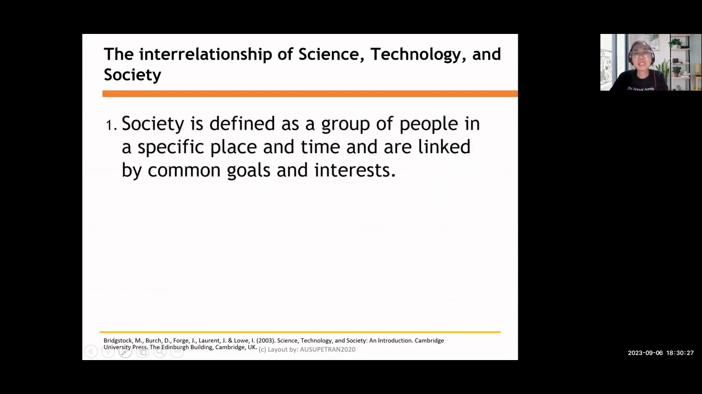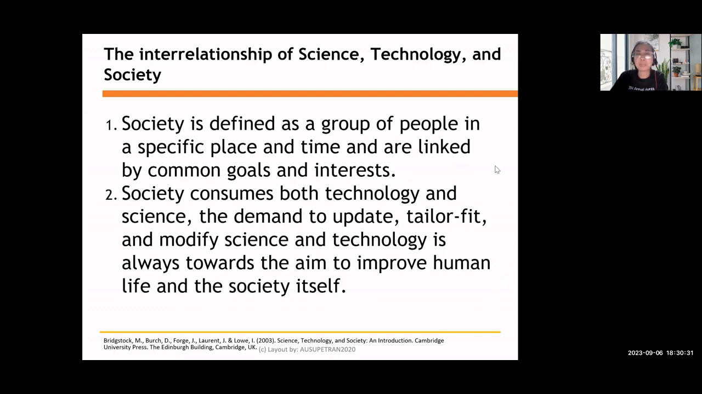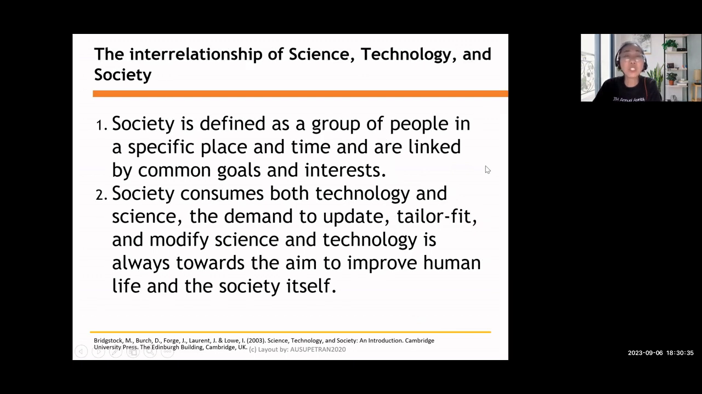Now, society, like what you said, is defined as a group of people in a specific place and time and are linked by common goals and interests. So society consumes both technology and science. The demand to update, tailor fit, and modify science and technology is always towards the aim to improve human life and society. So the reason why we're getting more and more developments, for instance, in the field of information technology.